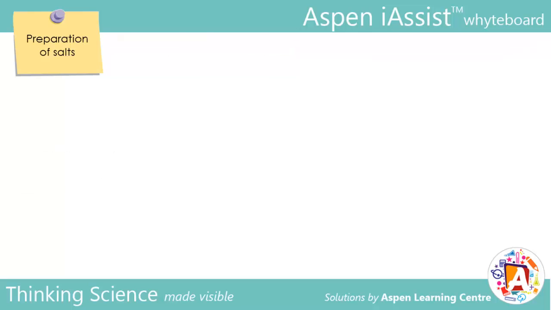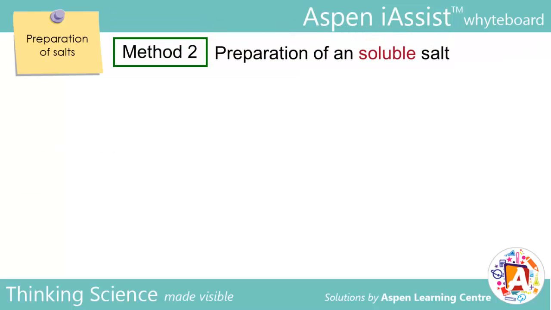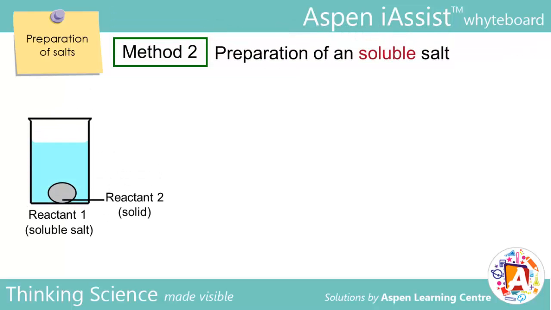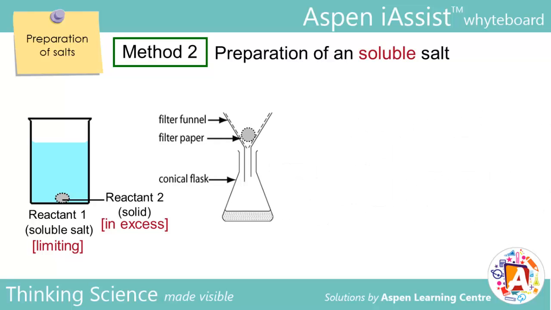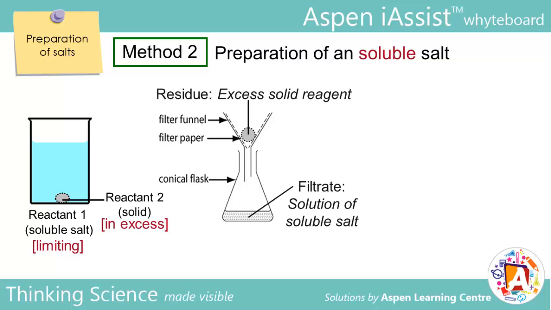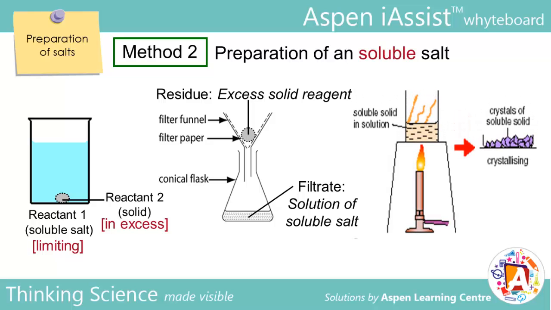For the preparation of a soluble salt, one of the reactants needs to be in the solid state and in excess. The other reactant, which is soluble, has to be limiting. This is to ensure that the soluble reagent has been used up entirely when the solid reactant does not react further. Upon filtration, the filtrate will only contain a pure, uncontaminated sample of the soluble salt product that we want. The salt can then be obtained using the process of salt crystallization.